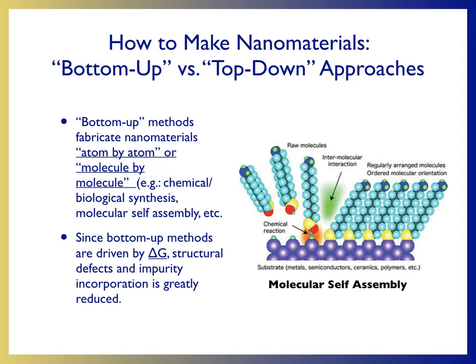Bottom-up approaches have the advantage of being dictated by free energy changes, which allow you to make materials with very few defects, because minimizing the free energy of the system would cause many of those defects to be excluded from the structure of the nanomaterial. A good example of a bottom-up approach is to make a self-assembled monolayer.